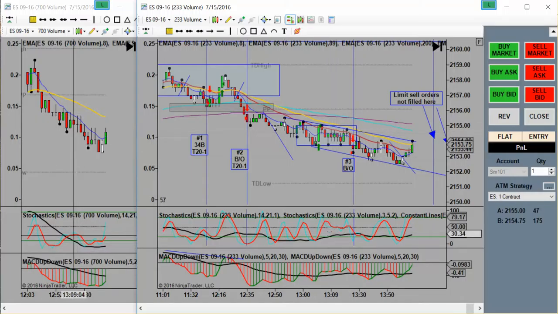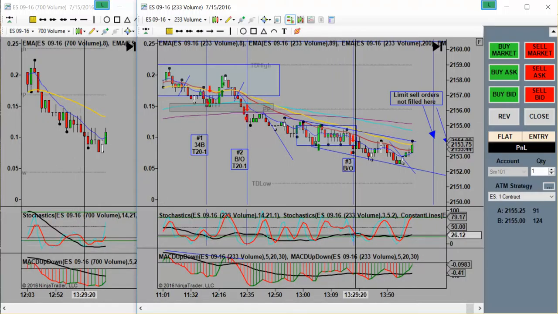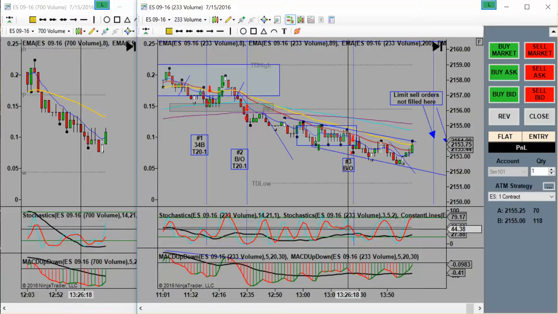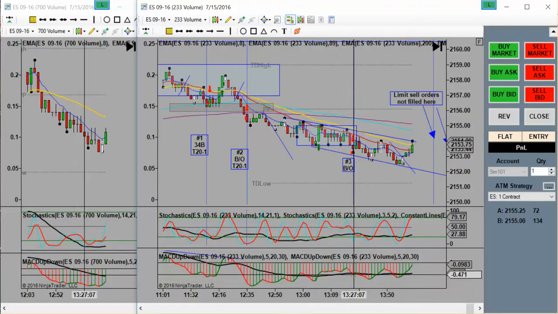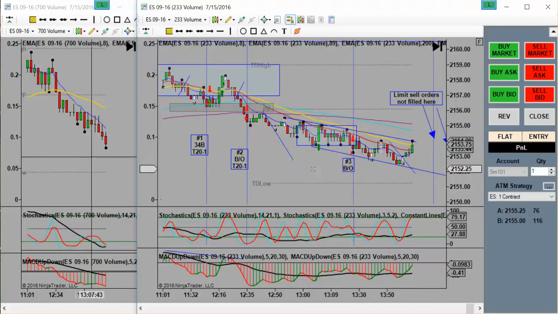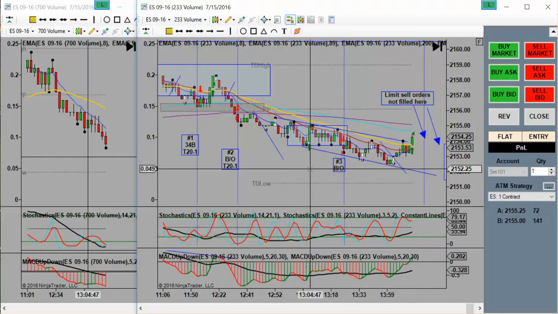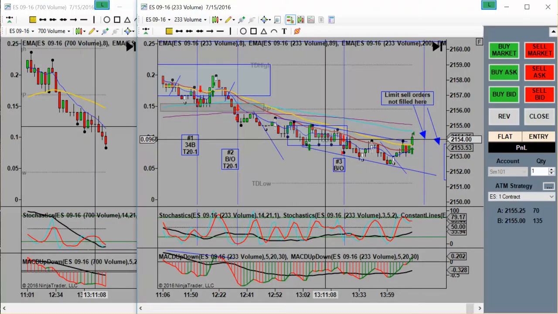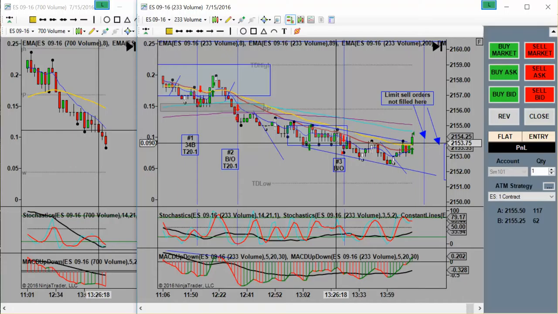It was still oversold, and then the short-term stochastic hooked down. I had down momentum, and on the anchor chart it was oversold on the long-term stochastic, even though I use that basically as a trend indicator. It seemed like a high probability that this was going to continue to the downside.